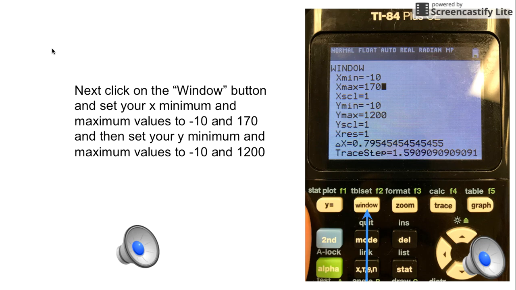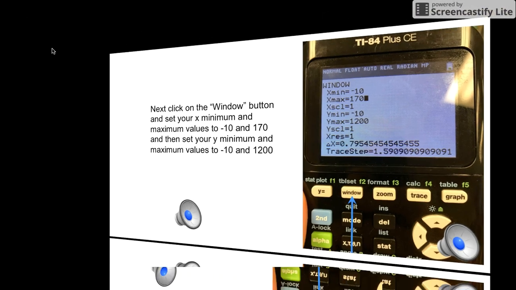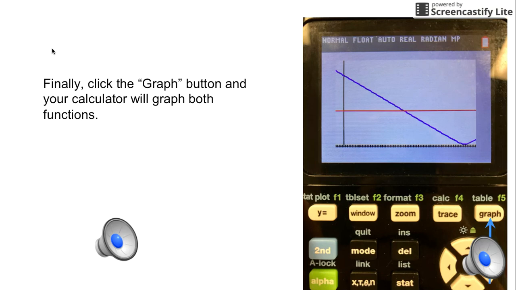Click on the window button and set your x minimum and x maximum values to -10 and 170, and then set your y minimum and y maximum values to -10 and 1200. Finally, click the graph button and your calculator will graph both functions.